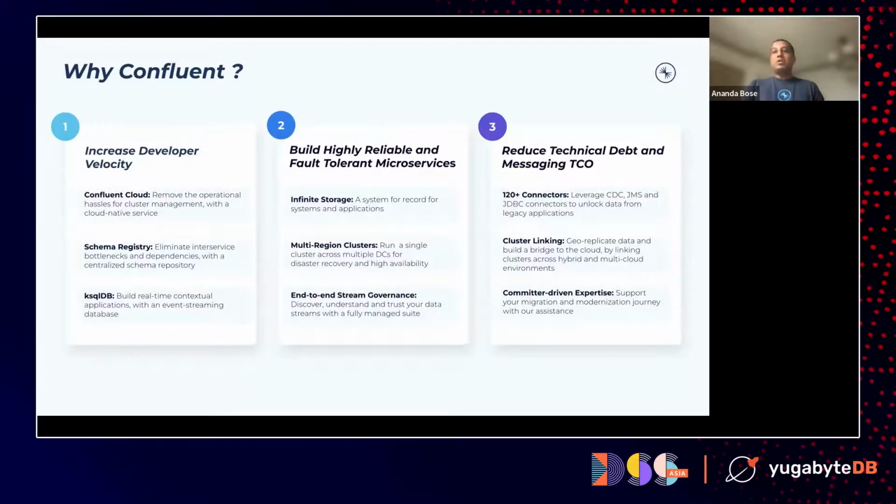So using 1 and 2, what we can do is we can significantly reduce the technical debt and messaging TCO. So the first one is that we have 120 plus connectors. Now these connectors can go from Oracle, from mainframes to Salesforce, all kinds of things. And we have a concept known as source and sink, and I'll explain that shortly in context of Yugabyte.